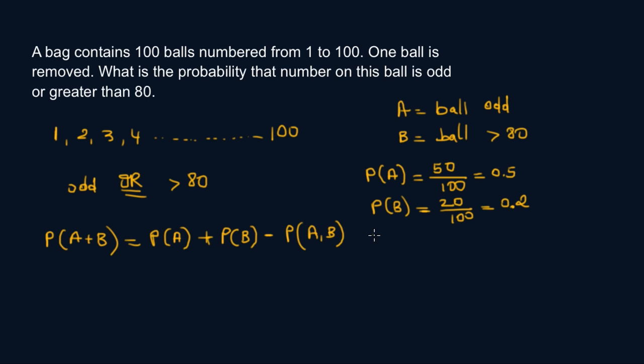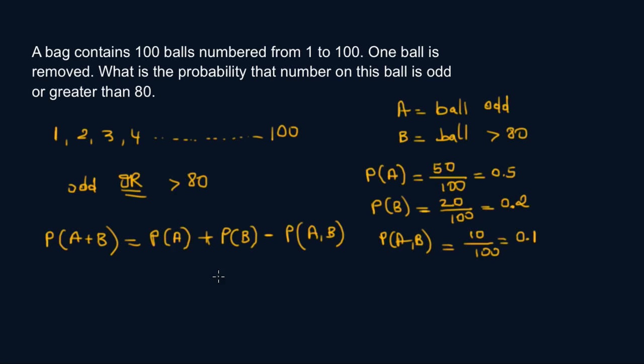So we have the probability of both happening at the same time. Out of the 20 numbers greater than 180, half of them are odd and the other half are even. So we have 10 out of 100 numbers that are both odd and greater than 180. So this is 0.1.